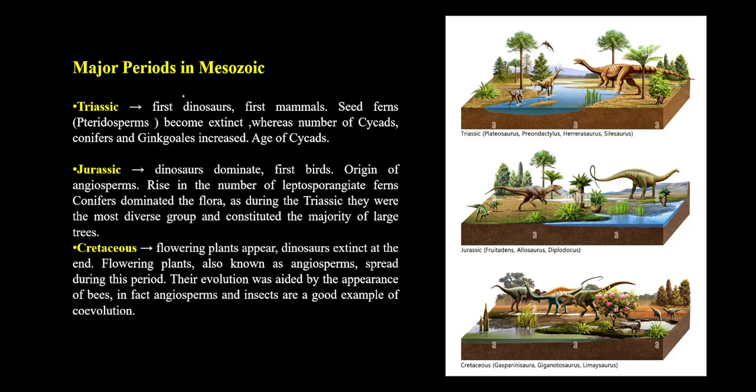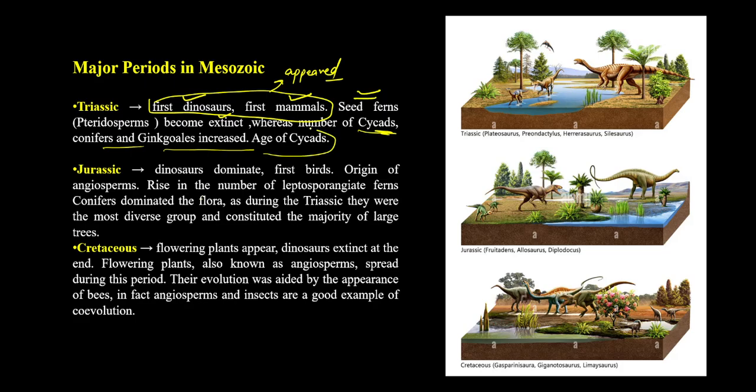In the Triassic period, the first dinosaurs and first mammals appeared. But the seed ferns became extinct, whereas the number of cycads, conifers and ginkgoales increased in this period, and this period is known as the age of cycads. Clear? Then the Jurassic period.